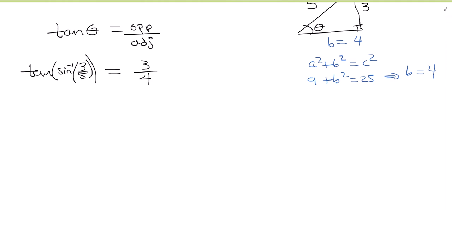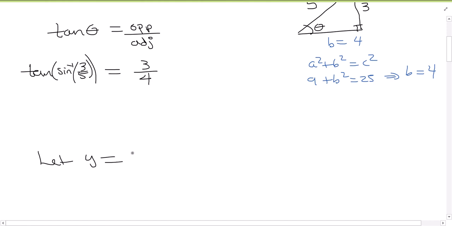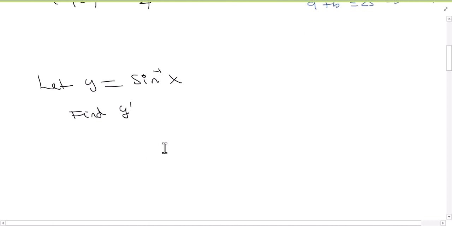So let's start with sine inverse. Let y equal sine inverse of x. And what I want to do is find y prime. Now, again, pretend we've never seen this before, and some of us may have never seen this before, and I want to find the derivative of sine inverse, right? The inverse function of sine.